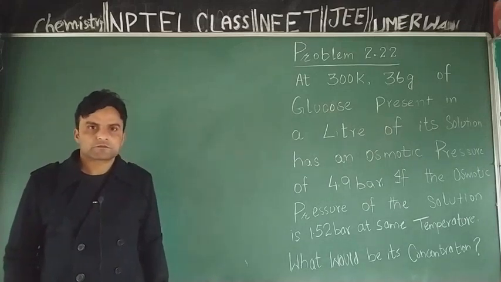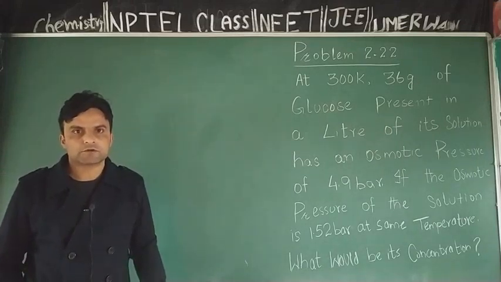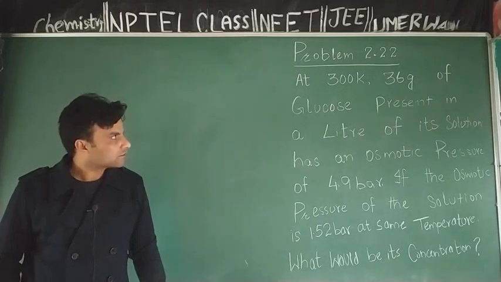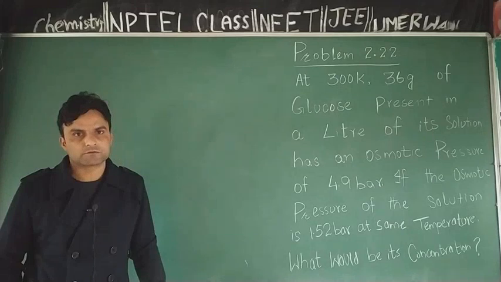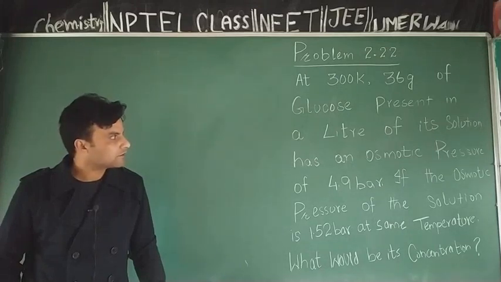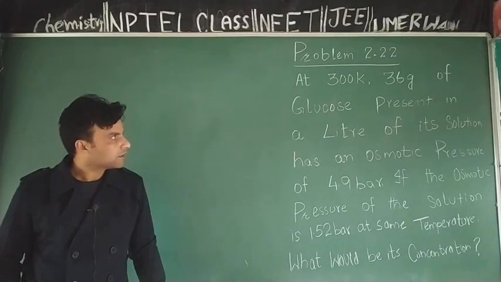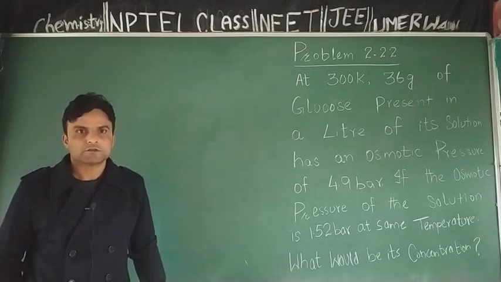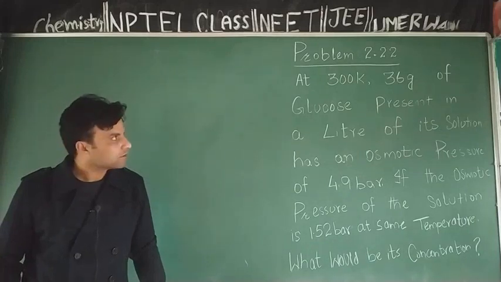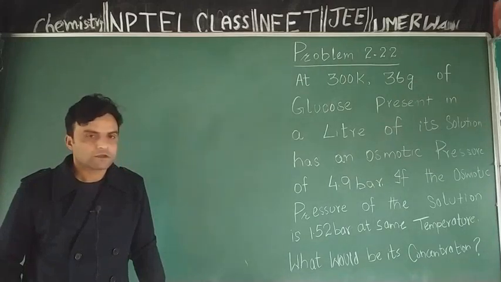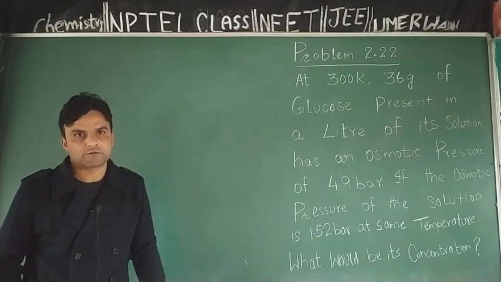Here we have a solution of glucose in water. This solution contains 36 grams of glucose in 1 liter of its solution. At 300 Kelvin, osmotic pressure of this solution, in which 36 grams of glucose are present in 1 liter of solution, is 4.9 bar.